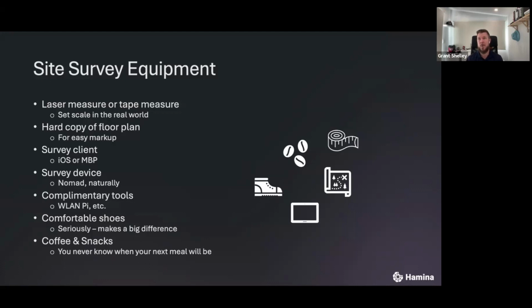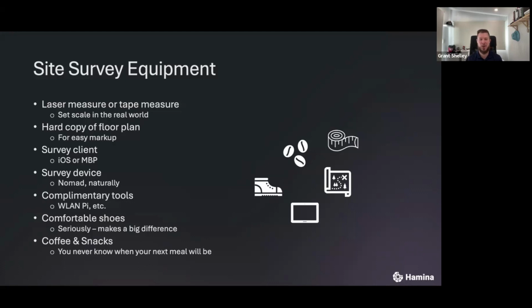Complementary tools. I'm not going to list a bunch of third parties here, so I just listed the WLAN Pi, but there are plenty of other tools on the market that are capable of doing quick scans of environments and things like that, that you may want to bring along as well. Comfortable shoes make a big difference. Chris, I know when we were spending some time on site, I like my comfortable Vans shoes for sure. And then, of course, coffee and snacks.